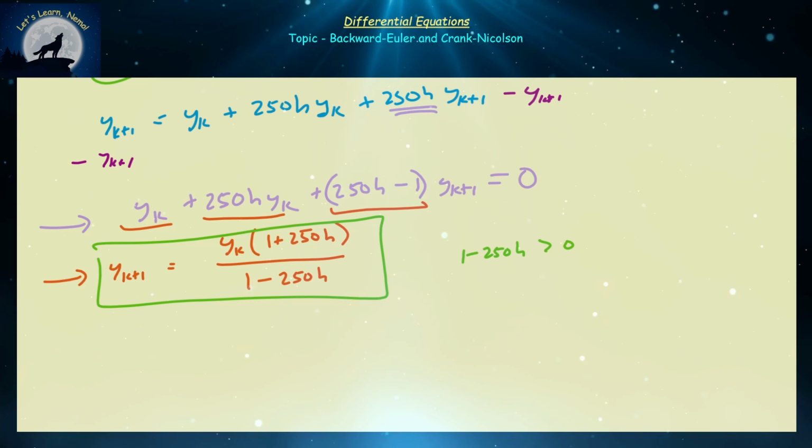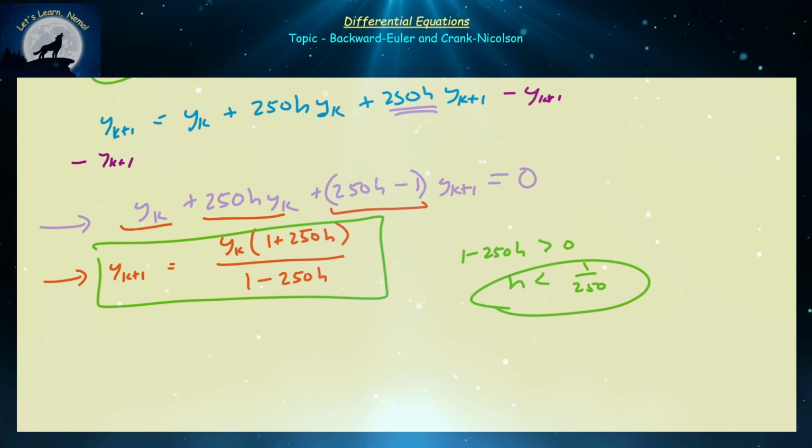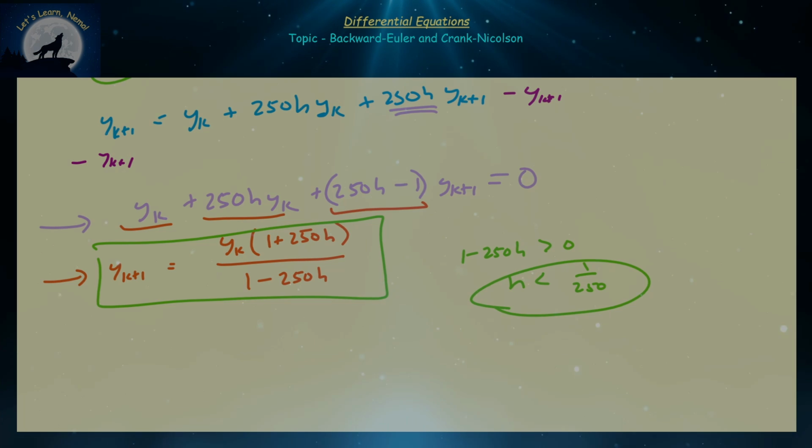So for example, as long as your h is less than 1 over 250, then you should be good to go. And I invite you to use this iteration method and compare your results against Forward Euler and Backward Euler and see how close they are to the exact solution.